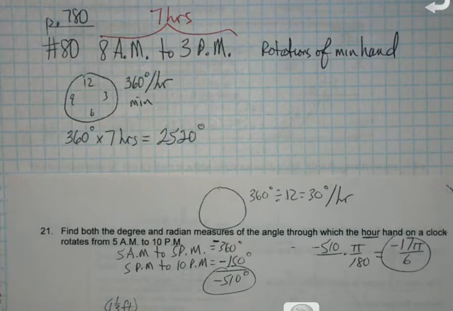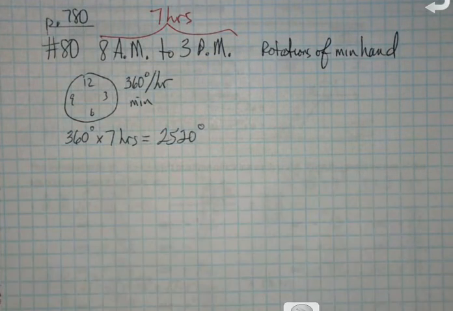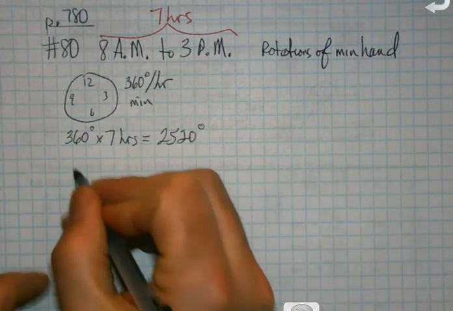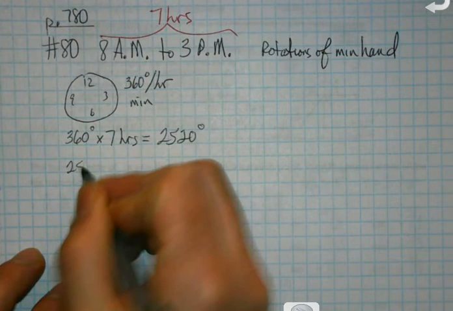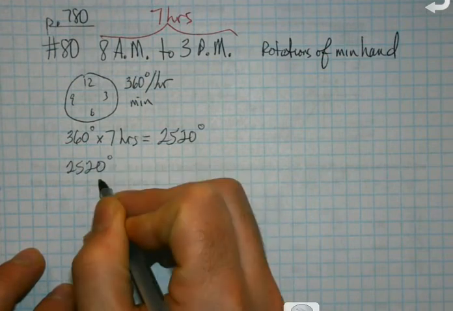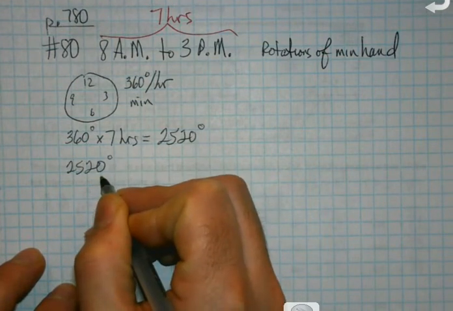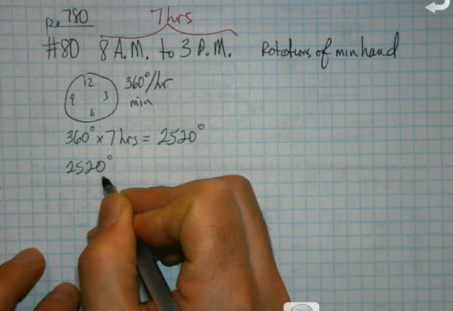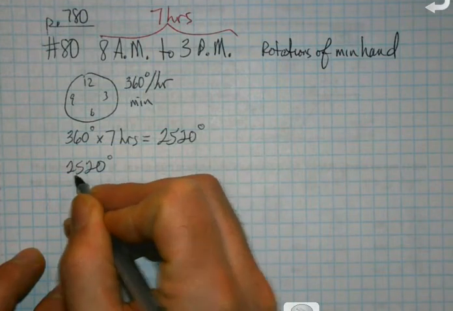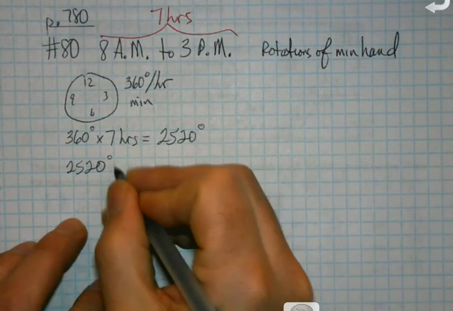Now, I'm not done, because there's a couple of things the question still asked me to do. First, it asked me to put them in both degrees and radians. So now I can get this out of the way. How do I turn this 2,520 degrees into radians? It was just up there. Times pi over 180. I will talk about that right now.